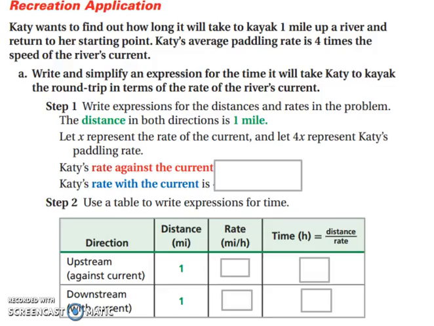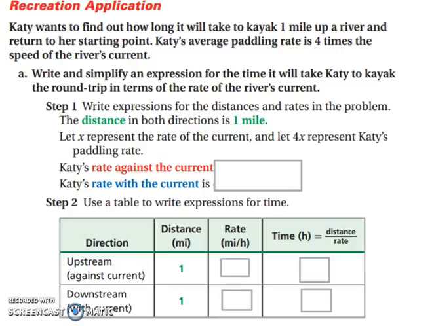So now let's try a recreation application. Katie wants to find out how long it will take to kayak 1 mile up a river and return to her starting point. Katie's average paddling rate is 4 times the speed of the river's current. Write and simplify an expression for the time it will take Katie to kayak the round trip in terms of the rate of the river's current.